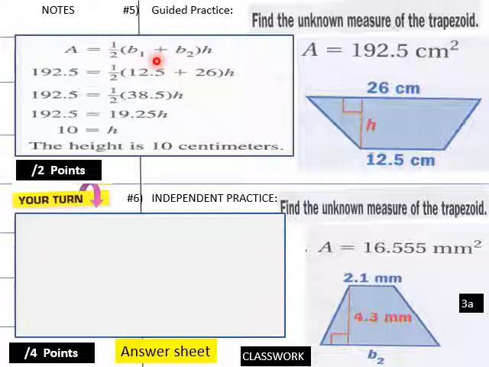So our area, again, of a trapezoid is 1/2 the quantity b1 plus b2 times h. And then we plug in our values here. 192.5 equals 1/2. And we have 12.5, but we don't know. Do we know? Yes, we do know. We have 26 here as our other base, but we don't know h. So we're trying to find h. So we combine these two, we get 38.5 times h, 1/2 of that. And then we multiply through here. 1/2 of 38.5 is 19.25 equals h. And then we divide through here. 19.25 on both sides. And we get h equals 10. So the height here, h here, equals 10.